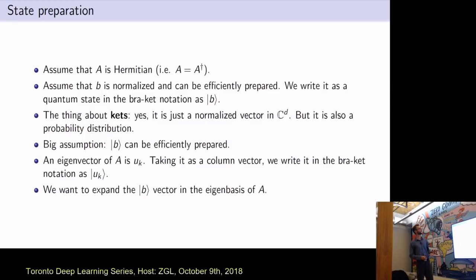Okay, assumptions. We have an assumption that this A matrix is Hermitian. This is easy to relax, so don't worry about this one. Assume that B is normalized. We need this because every quantum state is a probability distribution. Probability distributions are normalized, and therefore this B vector must be normalized.